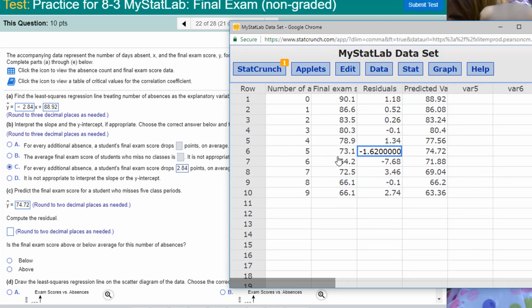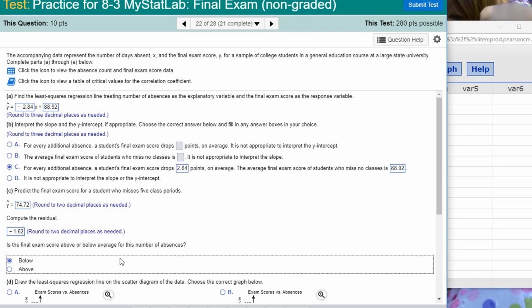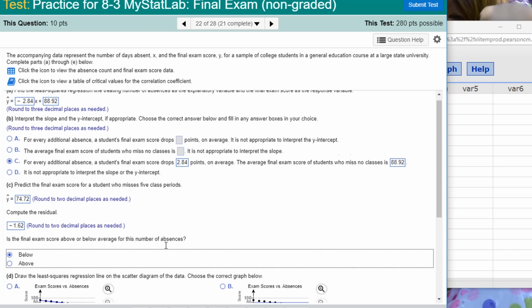So for 5 absences, we would predict 74.72. The residual is negative 1.62. Let's copy that over. That's the residual that we're talking about. Oop, that's way too many decimal places. Is the final exam score above or below average? If the residual is negative, that means it's below average. The actual score was less than what we would have predicted on average.